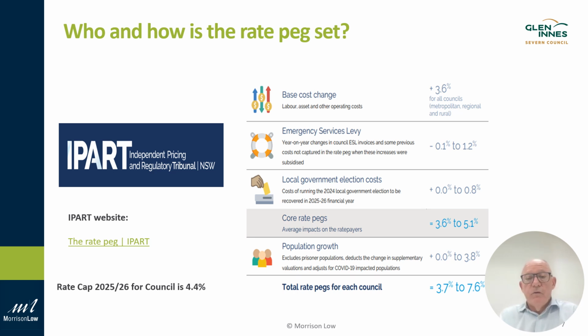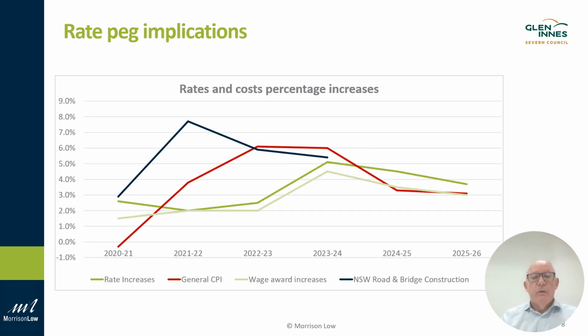Then we have the emergency service levy. Depending on what's happening to each levy within each council, that may go up or down. There's an allowance then for local government elections, and then finally there's an allowance for population growth, and that will depend on each council area. So there you can see that the total rate peg increase ranges for 25-26 somewhere between 3.7% and 7.6%. And for Glen Innes Severn Council, it is 4.4%.